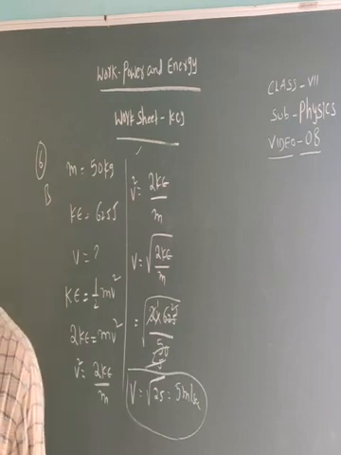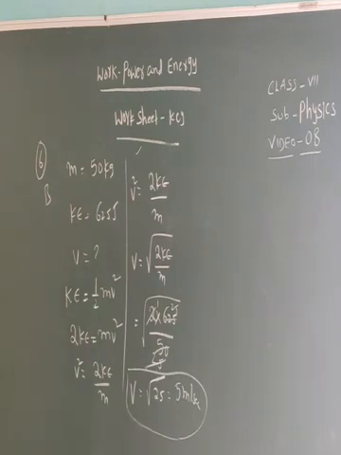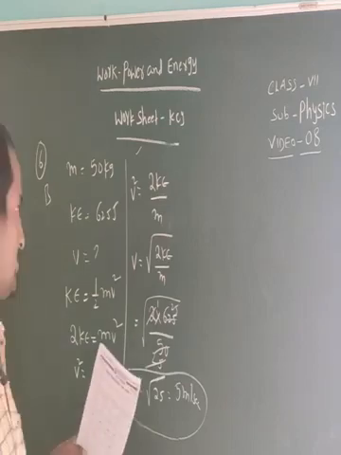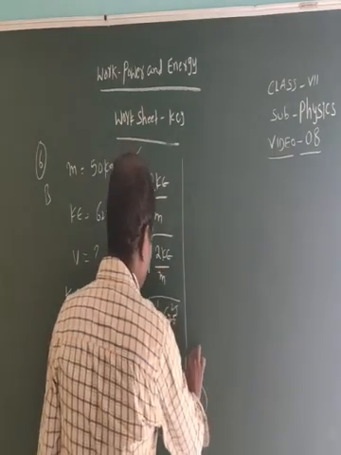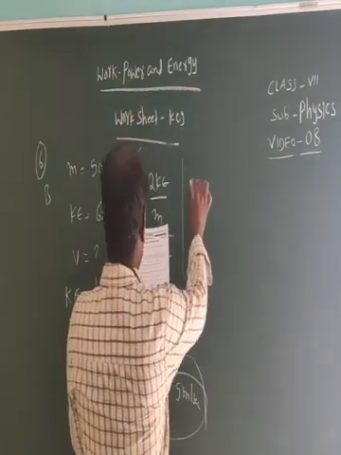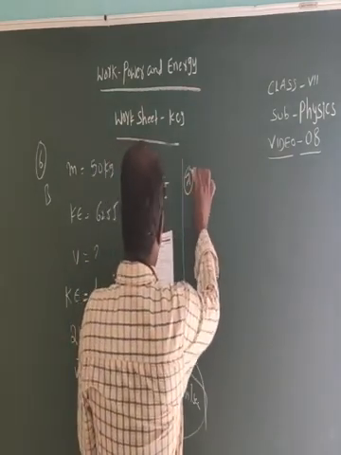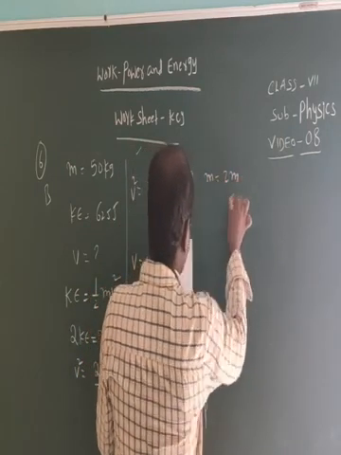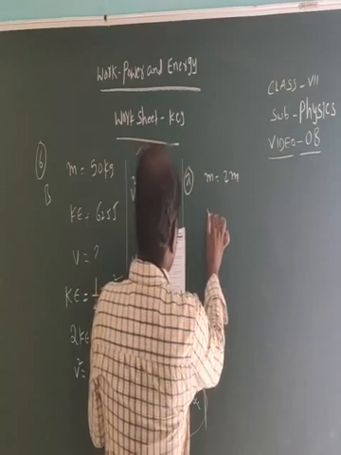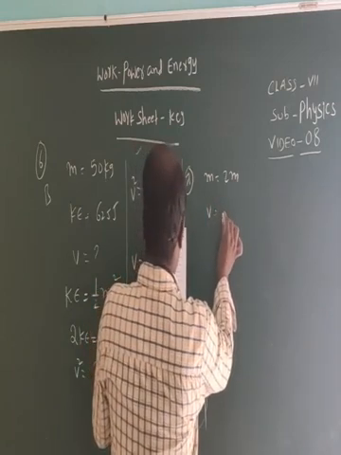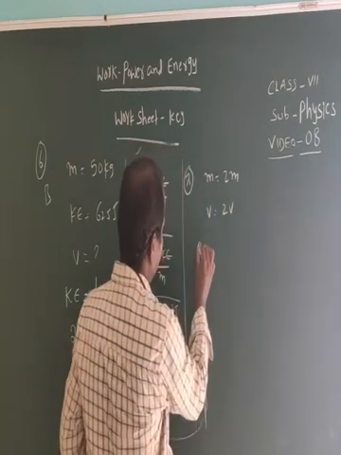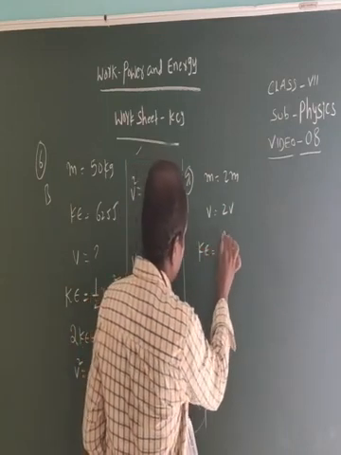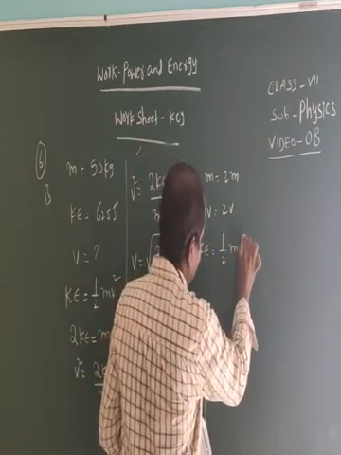B is the answer. When mass and velocity of the body are doubled, what happens to kinetic energy? So here mass equals 2m, for example. Seventh one, for example, m equals 2m, and velocity equals 2v. Then find K. So K equals half into m into v square.